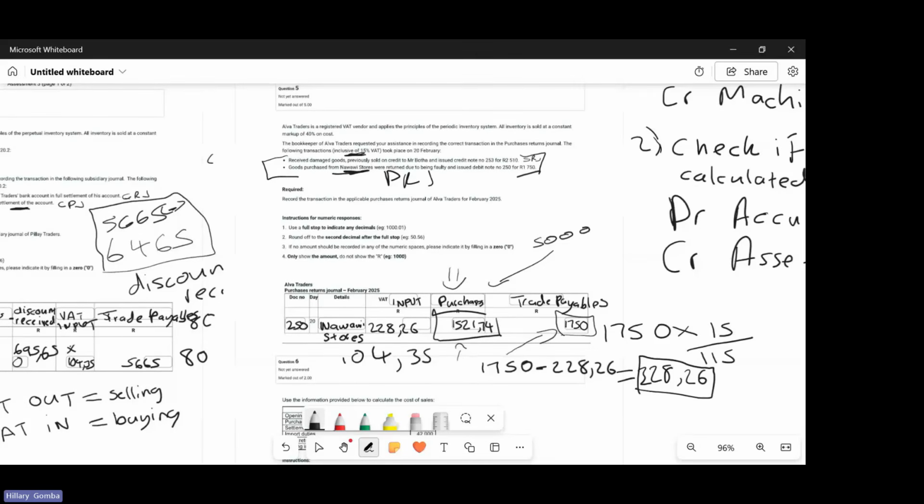Is there anyone with a question regarding this one? You see, it's just easy marks that you can just get in the exam and get 100% fast.